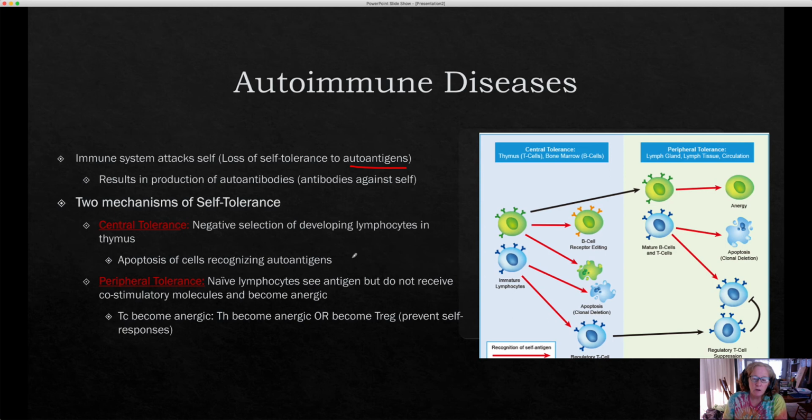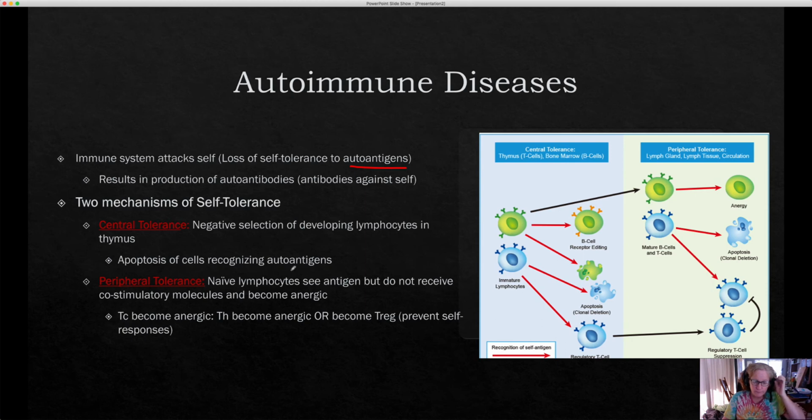Our immune system has some self-tolerance built into it. It has to recognize and understand what is self. So in self-tolerance, the immune system is like, oh, hey, that belongs there, I'm not going to react against that. There are two primary mechanisms of self-tolerance. We have central tolerance. In central tolerance, we have what's called negative selection of lymphocytes that are going into the thymus. So in central tolerance, we're talking about T cells. And if a T cell recognizes an autoantigen, it's going to induce apoptosis.